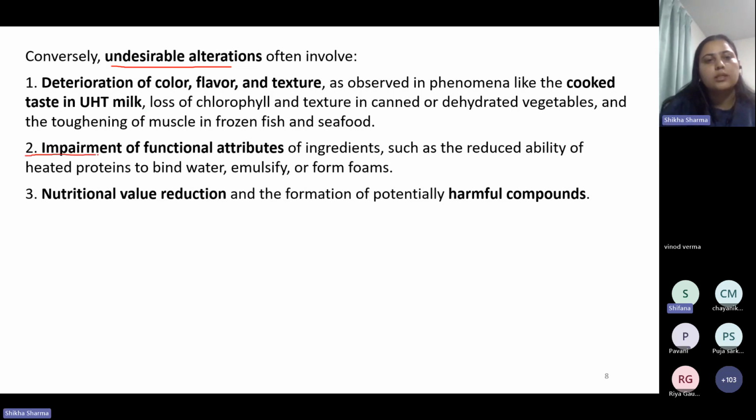The second is that sometimes, because we are doing processing, the functional attributes get changed. Like the protein denatures at a high temperature and loses its property of emulsification and forming foams. And the third is sometimes there is a nutritional value reduction and generation of harmful compounds. Like vitamin C, usually when we treat food at a high temperature, the vitamin C is lost. And sometimes harmful compounds like acrylamide or trans fat get generated during the processing.